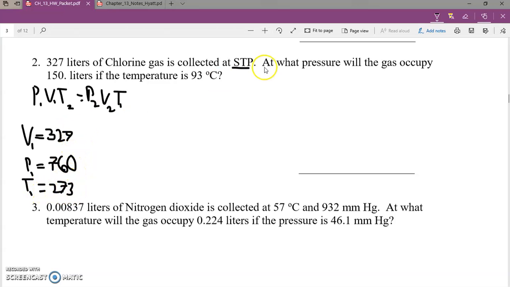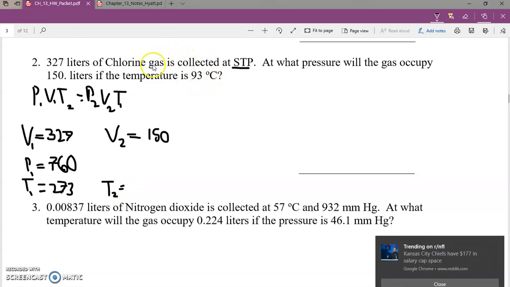Now, at what pressure will the gas occupy 150 liters if the temperature is 93 degrees Celsius? Well, we know our second volume is going to be 150 liters, and our second temperature is going to be 93.